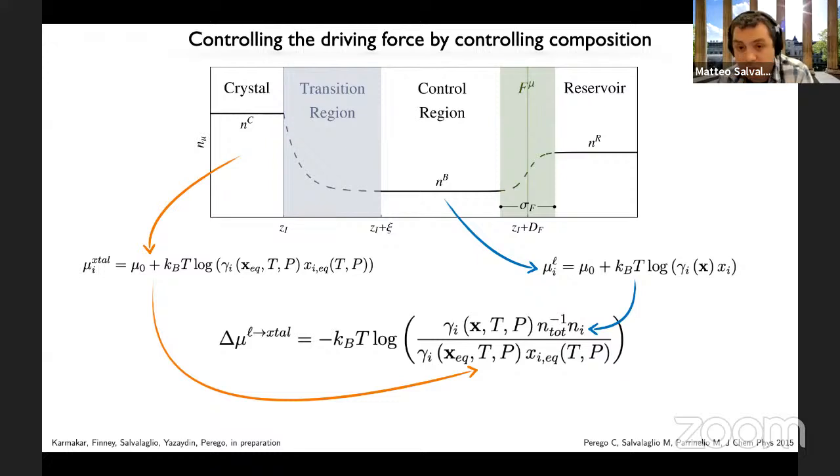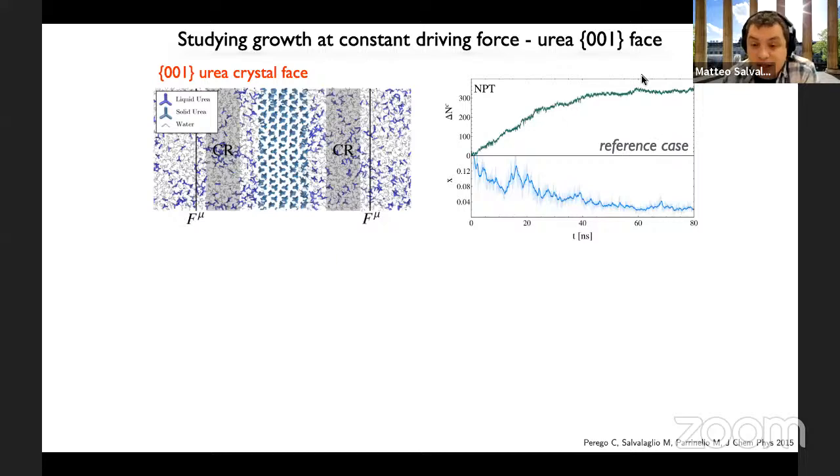So to show an example for this, I have this example that comes from the paper from Claudio that introduced this method. In this case, we have a urea crystal slab. So this is the sink of urea molecules. And this urea crystal slab acts as a sink because in these conditions of concentration, its chemical potential is lower than the chemical potential of the solution. So molecules in solution want to absorb and become part of the crystalline phase.